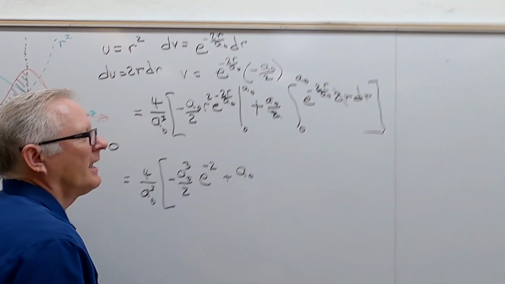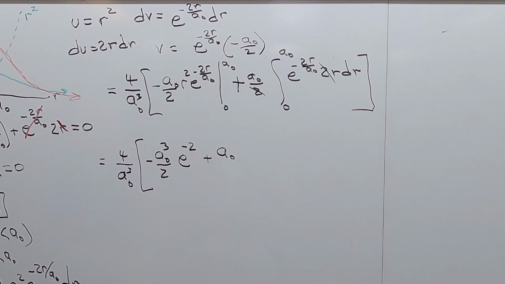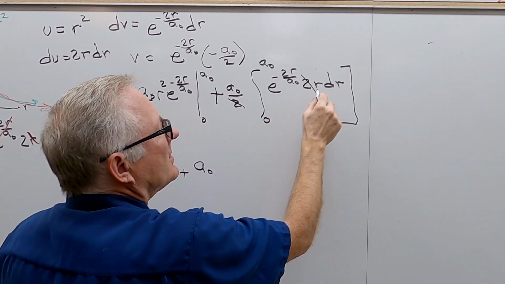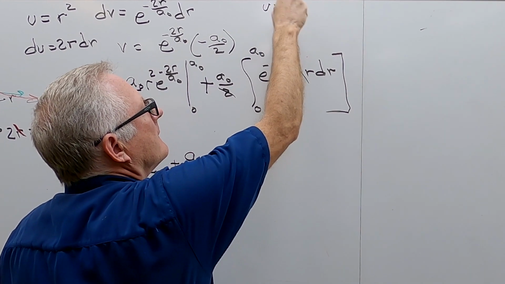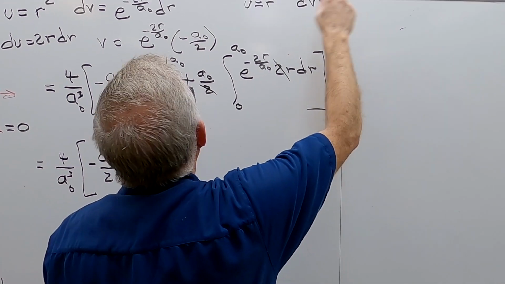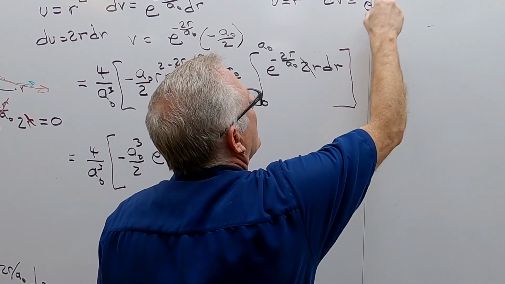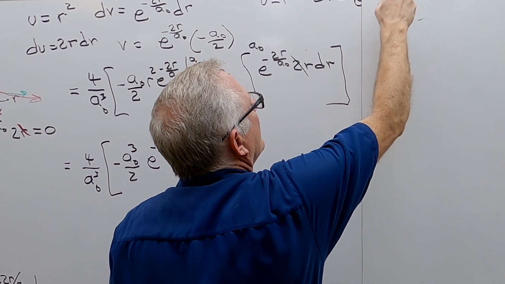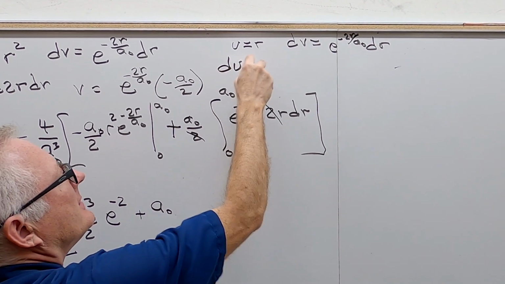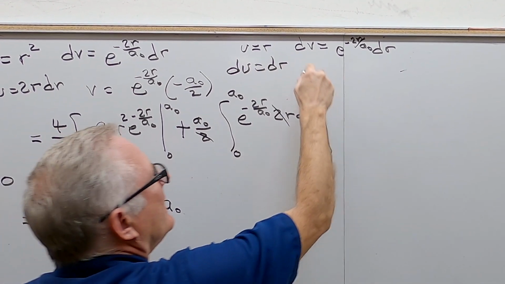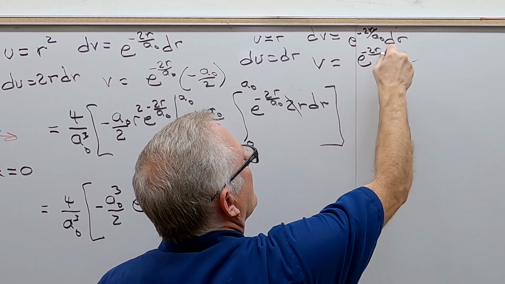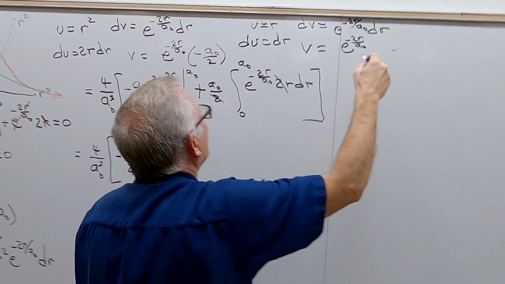Now over here, I'm going to have to do parts again, right here. So we're going to let u equal just r, and dv will equal e to the minus 2r over a naught dr. Same thing we had before. And du is equal to dr, and v will be exactly what it was before, e to the minus 2r over a naught times minus a naught over 2.